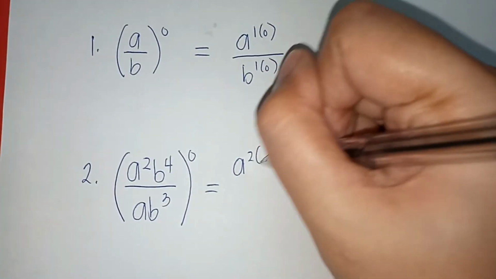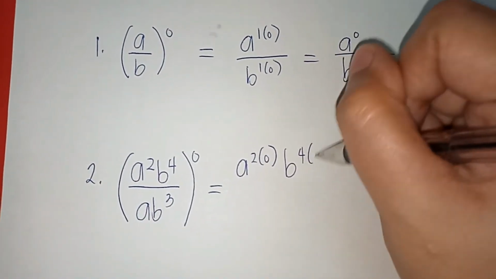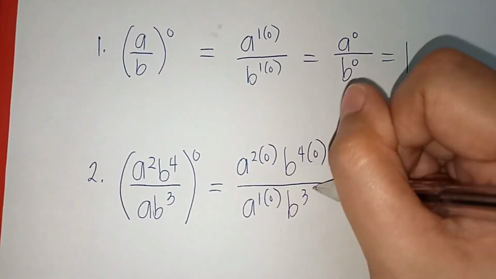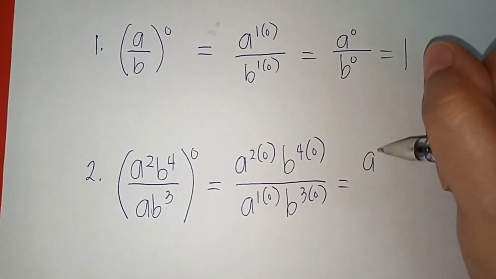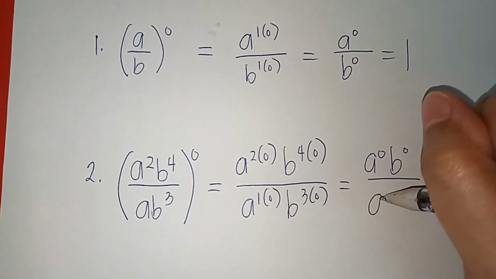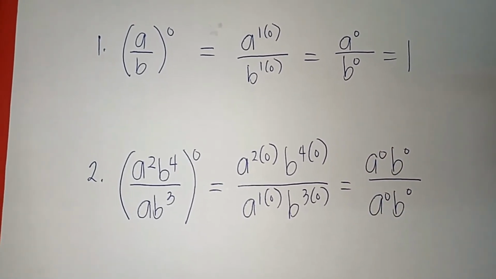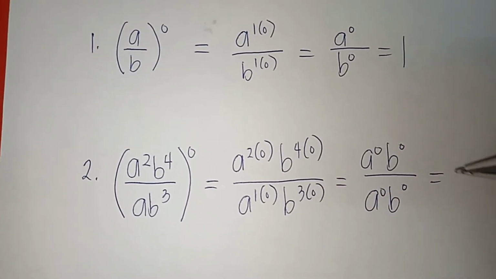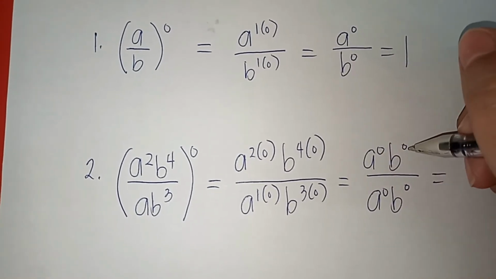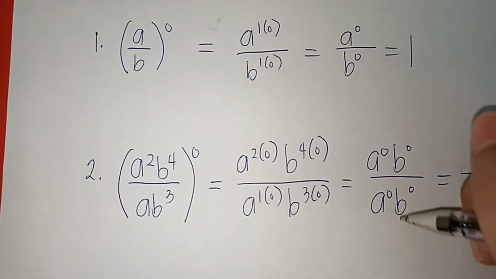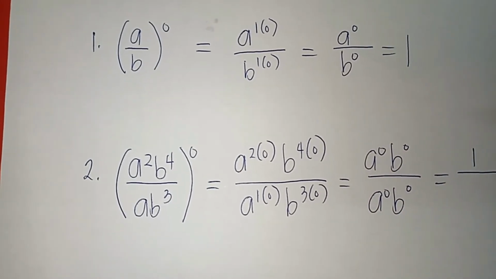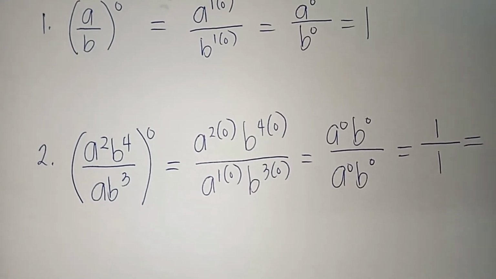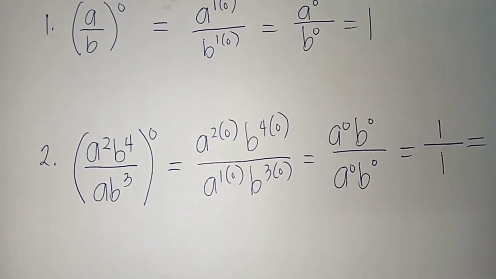So, a squared times 0, b to the 4 times 0 all over a raised to 1 times 0, then b cubed raised to 0. So, we have a raised to 0, b raised to 0, all over a raised to 0 and b raised to 0. Kasi kahit ano pong number, ang multiply mo kay 0, automatic 0 sila. So, a raised to 0 is 1, b raised to 0 is 1, automatic 1 yan, all over a raised to 0, b raised to 0 is equal to 1. 1 divided by 1, that would be equal to 1. Okay? Or kahit din nyo po ay ganito, diretso agad pong 1, that's fine.